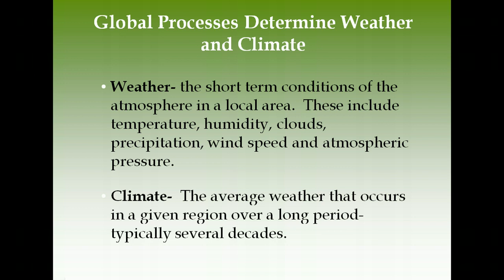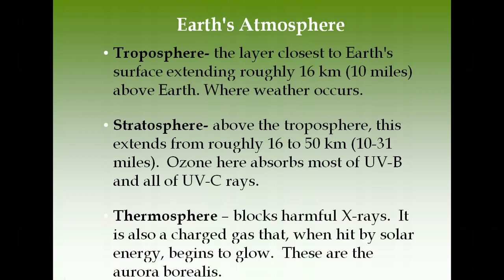But when you take all that weather data and you have an average, that is your climate. So climate is average weather that occurs in a given region over a long period of time. Typically about 35 years is what a climate is considered as. The Earth's atmosphere consists of 5 layers of gases. You've got the troposphere, stratosphere, mesosphere, thermosphere, and exosphere.